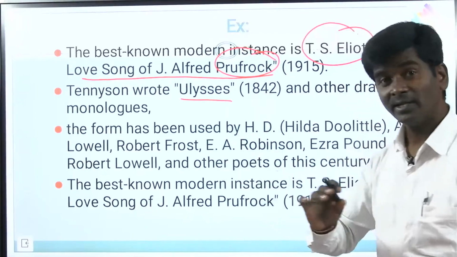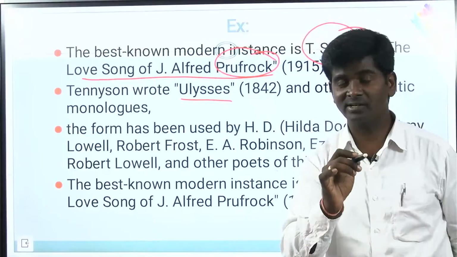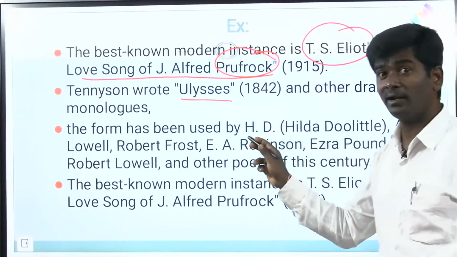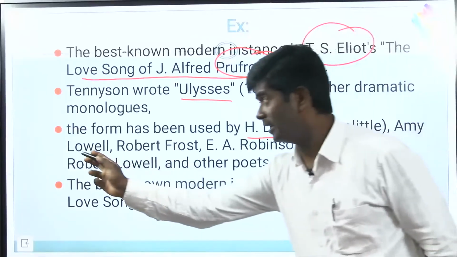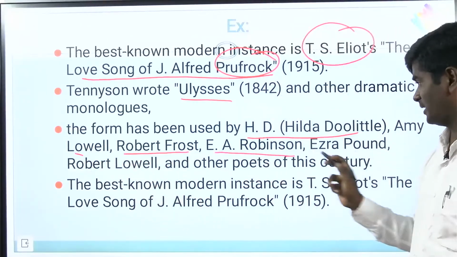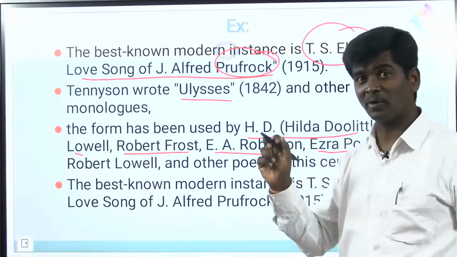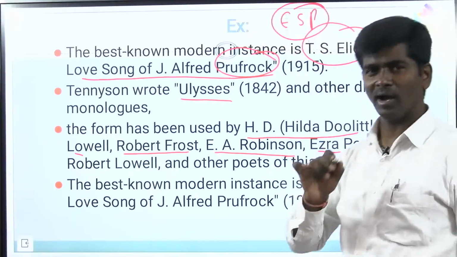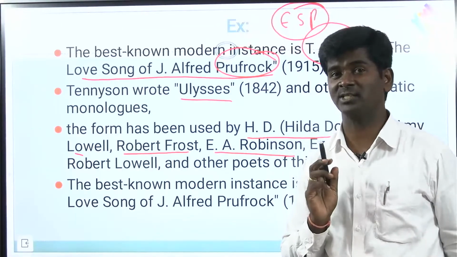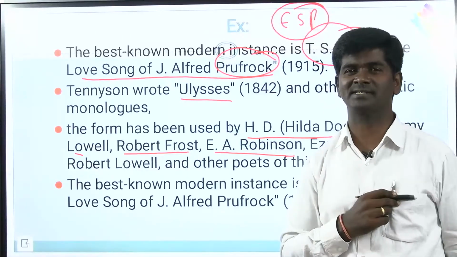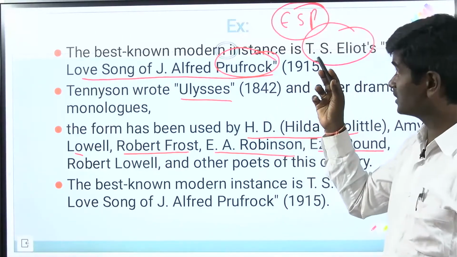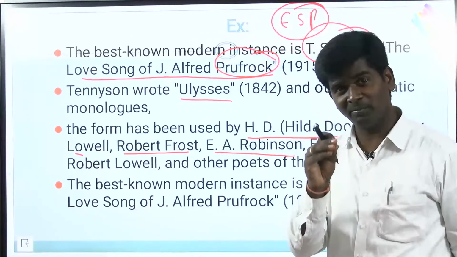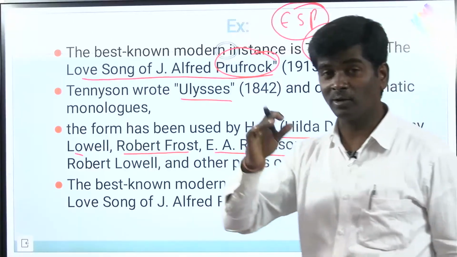Next, the form has been used, and this is also a bit: which of the following writers did not write dramatic monologues? These are also very important. Hilda Doolittle, Amy Lowell, Robert Frost, E.A. Robinson, Ezra Pound, T.S. Eliot, Gertrude Stein. ESP, my friends. Remember, according to ELT, English language teaching, ESP refers to English for Specific Purposes, but here ESP refers to Eliot, Stein and Pound. These are the three important poets. Together they are called the lost generation.